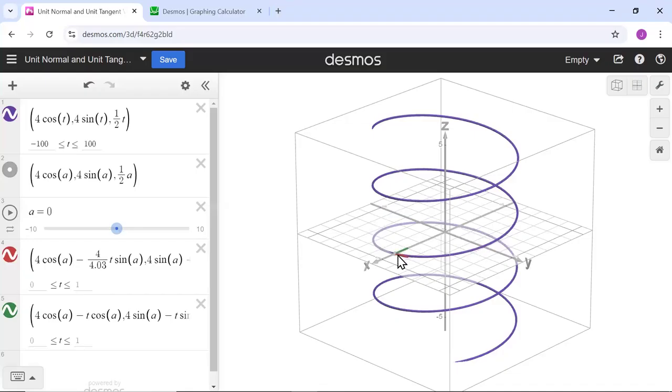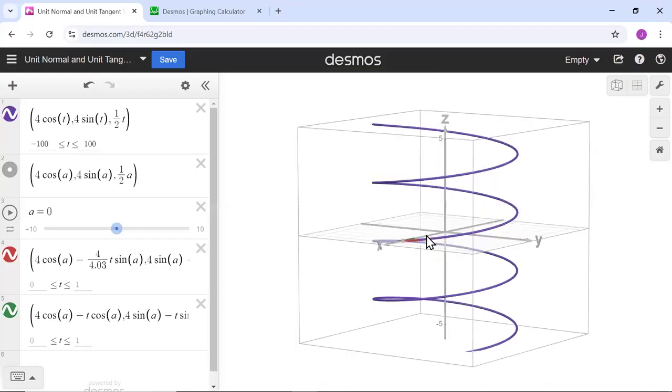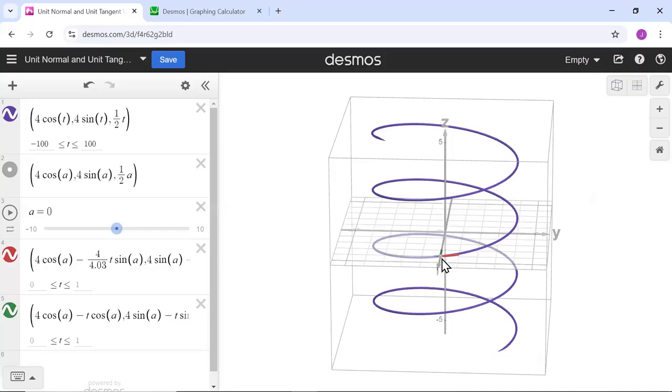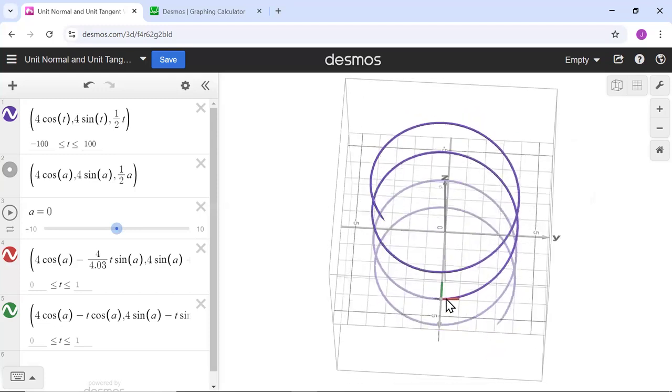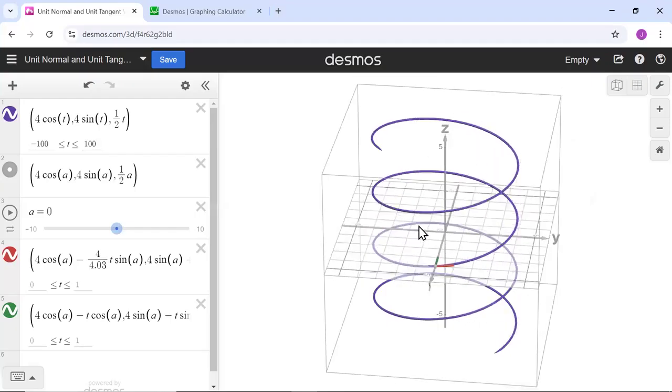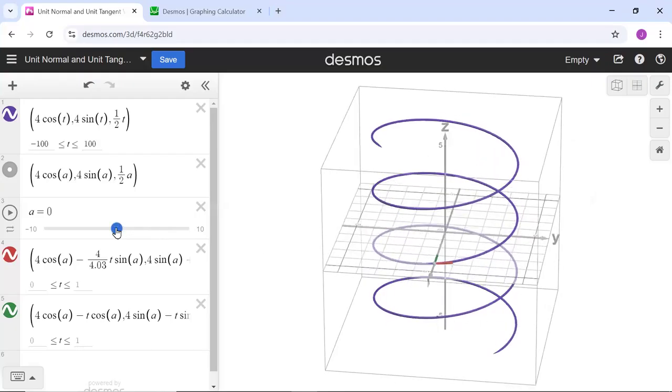By the way, this is the one we found. We found the unit tangent when t was 0 and the unit normal when t was 0. That's why we're getting -1, 0, 0. It's pointing straight, in this case, towards the z-axis. But we can move up and along, and that's what's happening. So unit tangent, once again, is in red. Unit normal is in green.